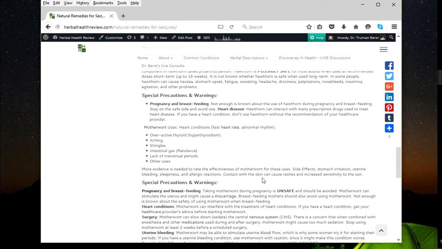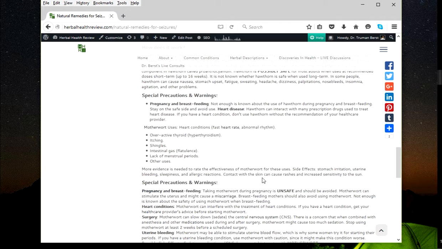You use motherwort for overactive thyroid, which is hyperthyroidism, and motherwort is used for itching. Motherwort is used for shingles, for intestinal gas, flatulence, and for lack of menstrual periods. If you feel like you should be having one and you're not, this will help to bring on that menstrual period and regulate it. So there's some other uses, and more evidence is needed to rate the effectiveness of motherwort.